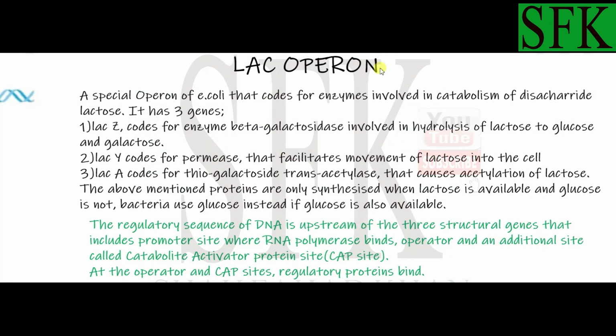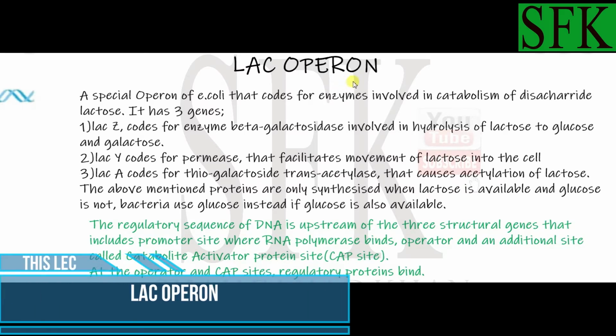Okay, guys, so Lac Operon. Lac Operon is a special operon present in the DNA of E. coli. Operon, as I told you earlier in the previous lecture, the link to which is given in the description, is a functional unit of DNA that contains a cluster of genes which are sequentially arranged with the DNA regulatory sequence, the cis-acting elements of the DNA. If you don't know what cis-acting elements of the DNA are, I would recommend you do check out the previous lecture before viewing this lecture.